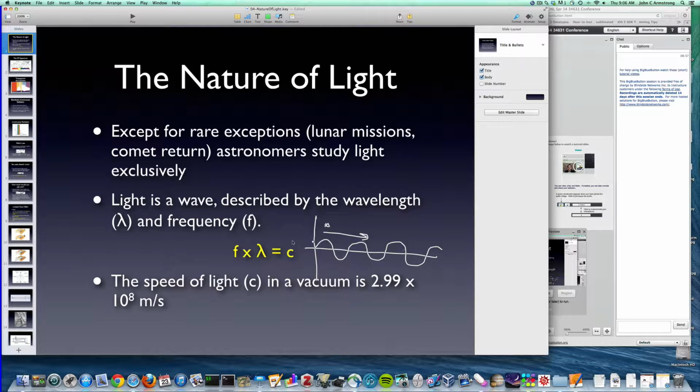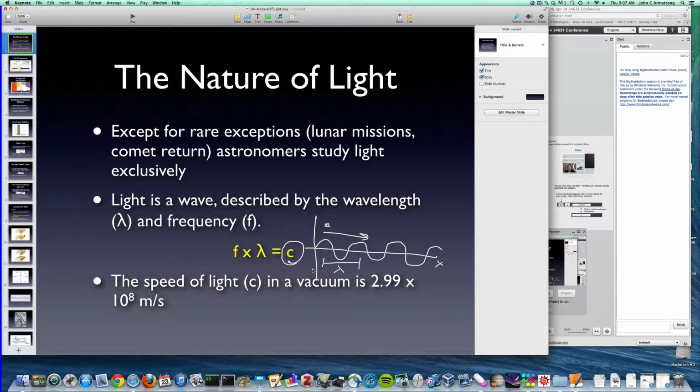So the frequency is how quickly the wave goes by you, and the wavelength is just the measurement in space from peak to peak. So this is the position along the wave. The wavelength, lambda, is the distance between those two peaks. And if I take the distance between the two peaks and how fast the peaks are going by me in frequency, I get the speed of the wave. And the speed of the wave for light is always the speed of light. It's 2.99 times 10 to the 8th meters per second, and that's always the speed of every single light wave. You can't go any faster than that, and light always goes that fast. So that's just our description of light.